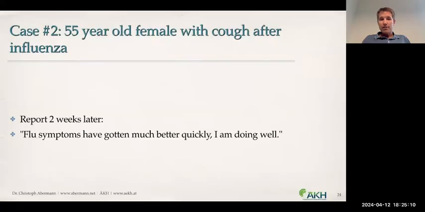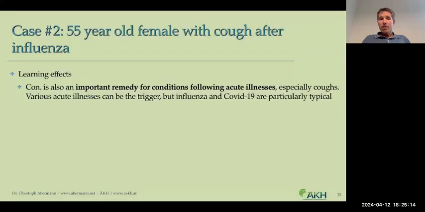Report two weeks later: the flu symptoms have gone much better, quickly. I'm doing well. What can we learn in this case? Conium is also an important remedy for conditions following acute illnesses. So the first case was an acute illness, meningitis, and now we have the sequelae of an acute illness, the convalescence. And here conium is an important remedy, especially if it's the cough that remains after the acute illness.